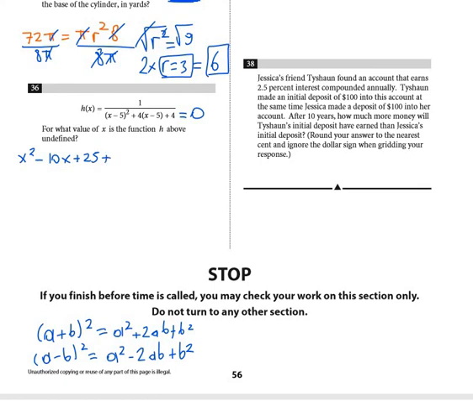Plus, we're going to distribute this. 4 times x is 4x, and 4 times 5 is 20, plus 4 equals to 0.